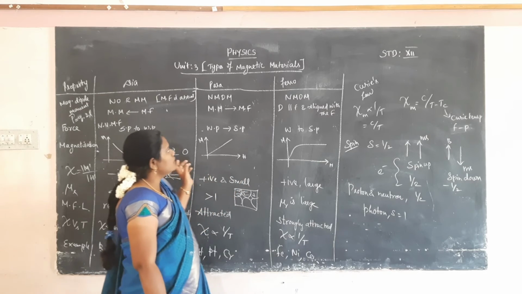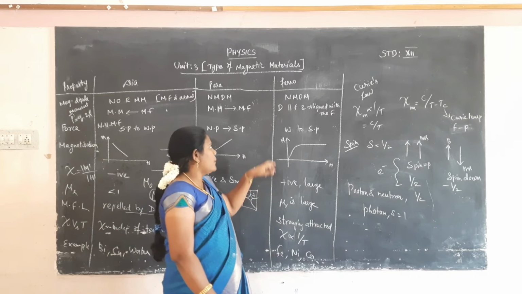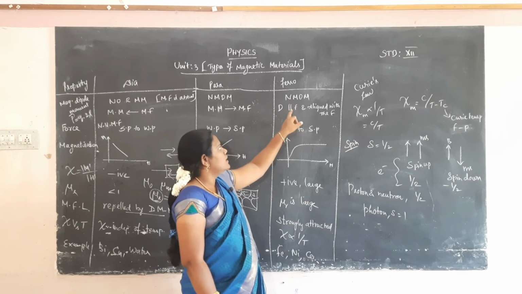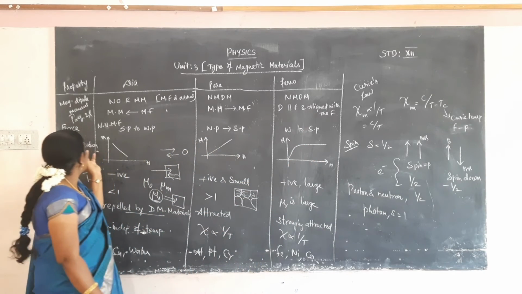Okay, then in the ferromagnetic material, the magnetic moments are considered as domains. The domains will be arranged parallel to the field. The domains will be aligned with the field. Okay, so this is the magnetic dipole moment.